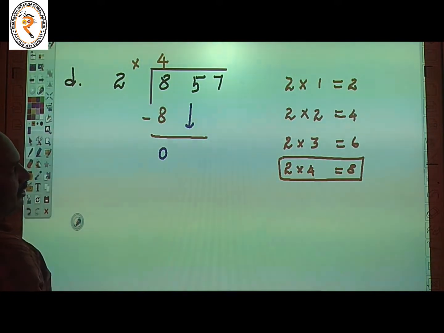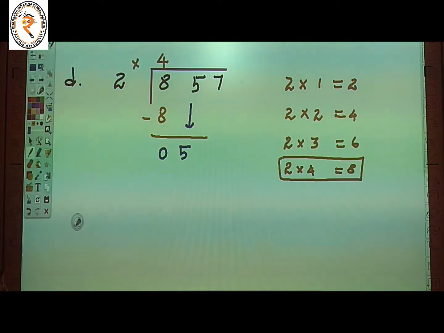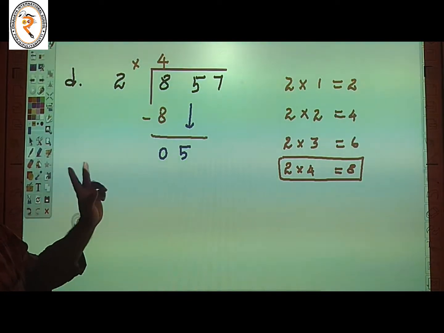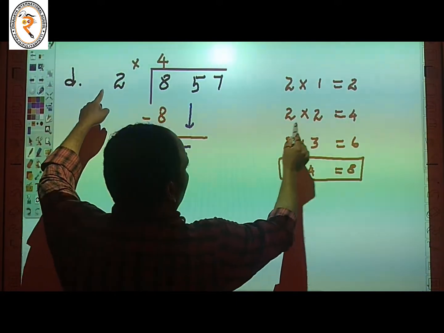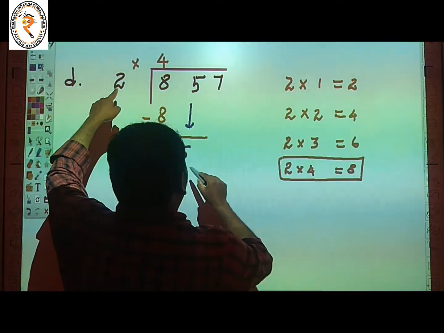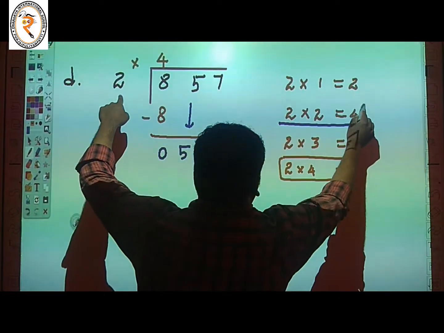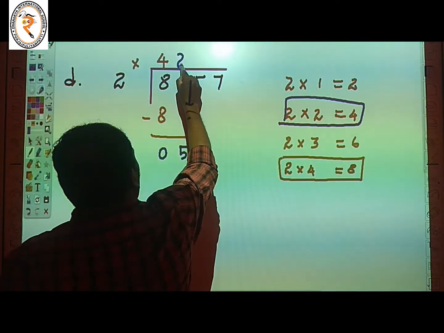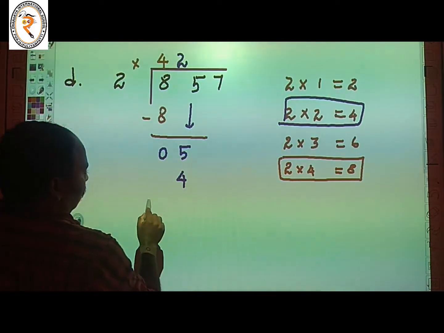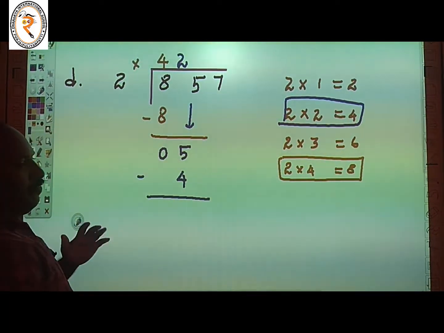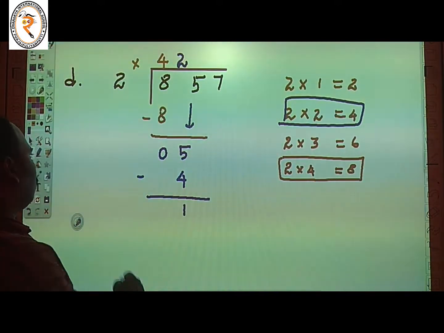Next we go to the tens place. 5 tens carrying, so bring down the number 5. 5 is not exactly divisible by 2. 2 2s are 4. 2 3s are 6. But we have 5 only here. So 2 2s are 4. 2 into 2 is equal to 4. Next we subtract: 5 minus 4 is equal to 1.